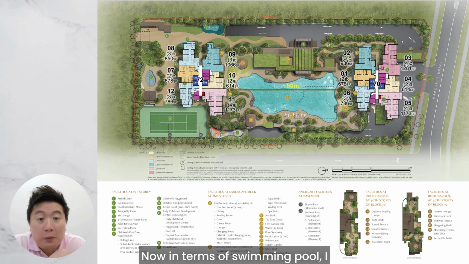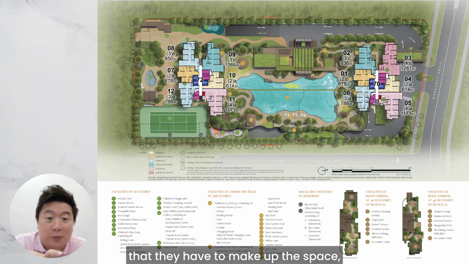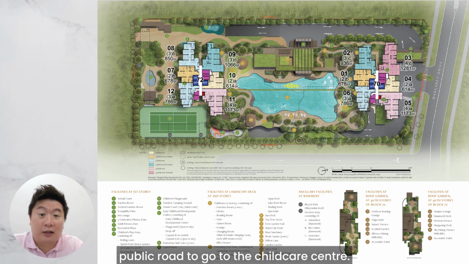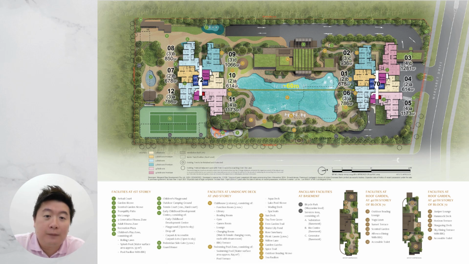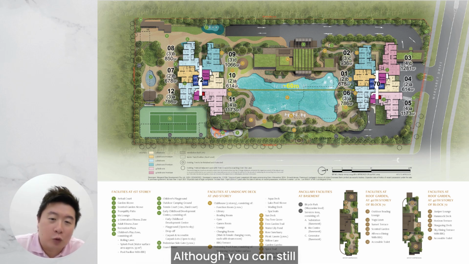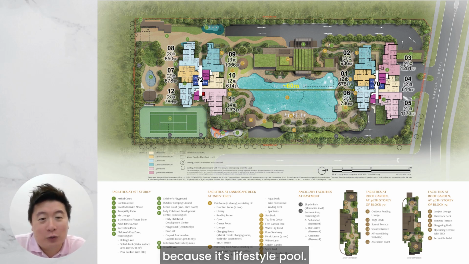Now, in terms of swimming pool, I think because the land size isn't that big, and not to mention the fact that they have to make up the space, they have carved out space for like a public road to go to the childcare center, right? So they don't have an adult lap pool here. There's only one big lifestyle pool, although you can still swim like a lap in there. But it's going to be very crowded because it's a lifestyle pool, right?